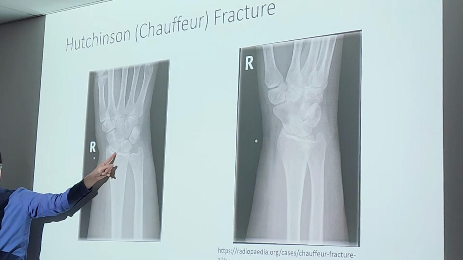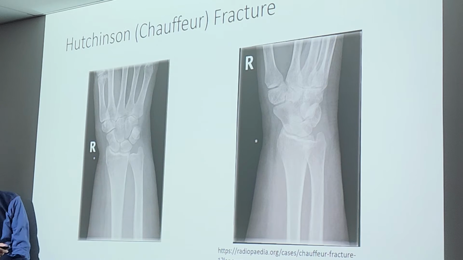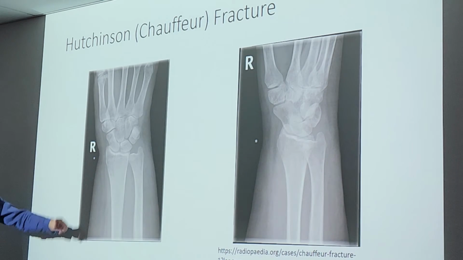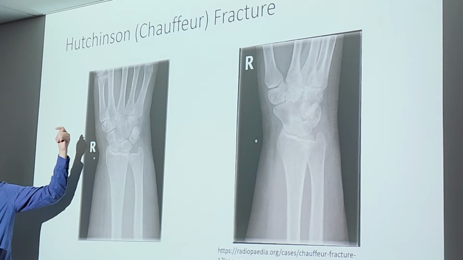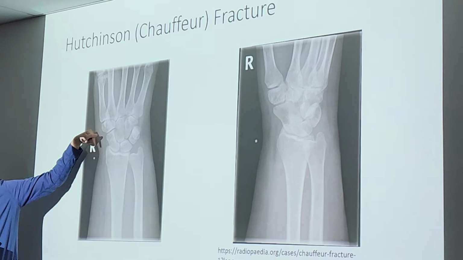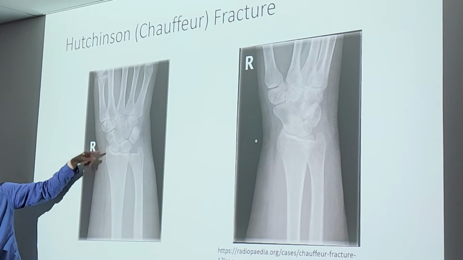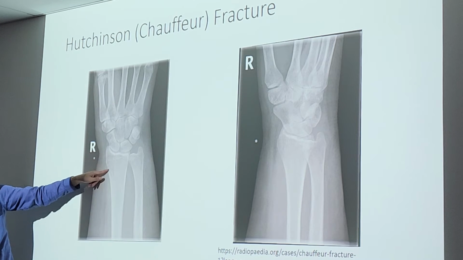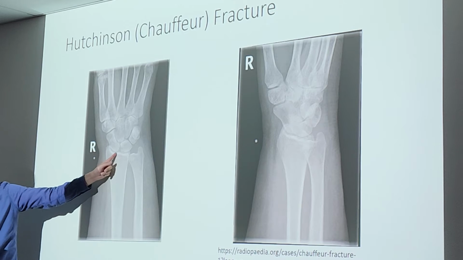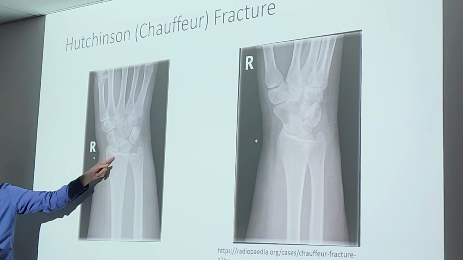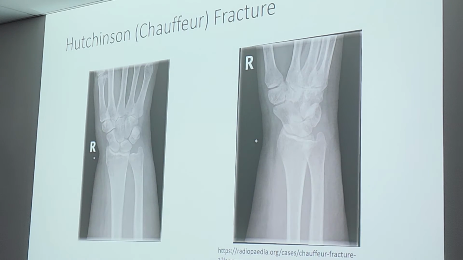Ooh. So it chips off the styloid, right? So if you want to look for fractures, remember, follow the cortex. So you follow the white line here, and suddenly you see that white line has this interruption right here, right? You follow it along this way, and you see the white line has an interruption right here, and so you know that the fracture is going like this. So this is called the Hutchinson fracture, also called the chauffeur fracture.